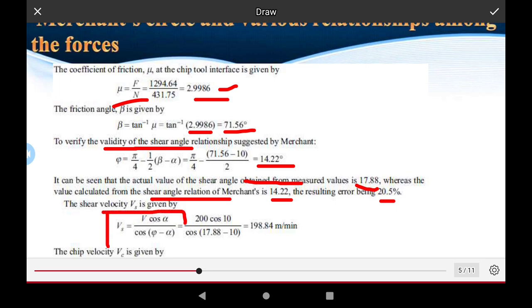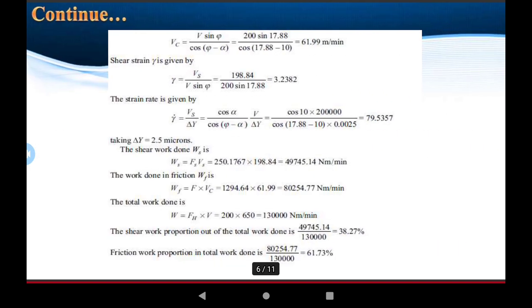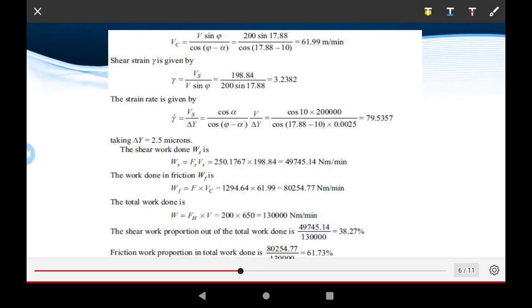Shear velocity formula: Vs equals V cos alpha upon cos of phi minus alpha, where V is 200 meters per minute, alpha is 10 degrees and phi is 17.8 degrees. This gives Vs in meters per second. The chip velocity Vc is given by Vc equals V sin phi upon cos of phi minus alpha. V is 200 into sin 17.18 upon cos of 17.18 minus 10. This value comes to 18.99 meters per second.